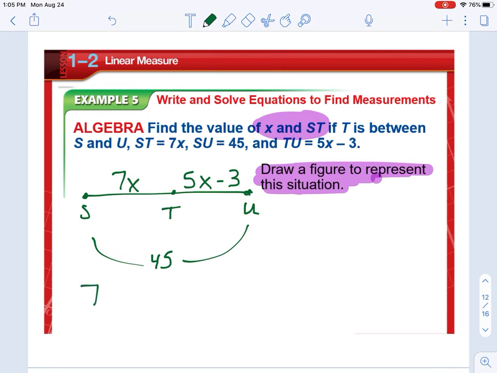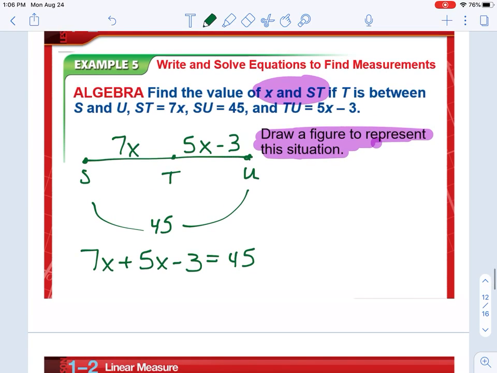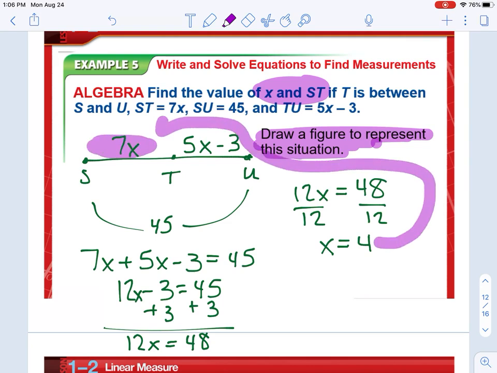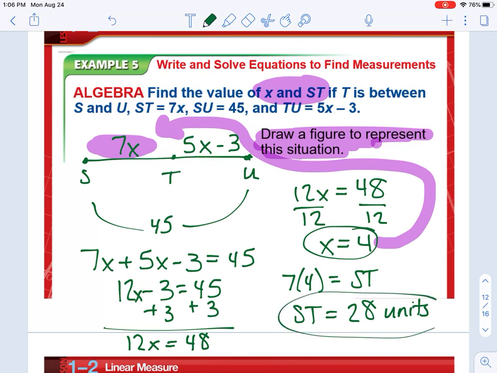So like we've been doing, we can take the left segment plus the right segment equals the whole segment. We'll combine like terms, and then we will solve for x. Lucky for us, this comes out as a nice whole number. x will equal 4. We also need to find the value of ST. Easy enough. Plug 4 in for x. So we have 7 times 4 equals ST, or ST equals 28. We don't have any units written, so we're just going to write 28 units. And those are our solutions, as well as our picture.